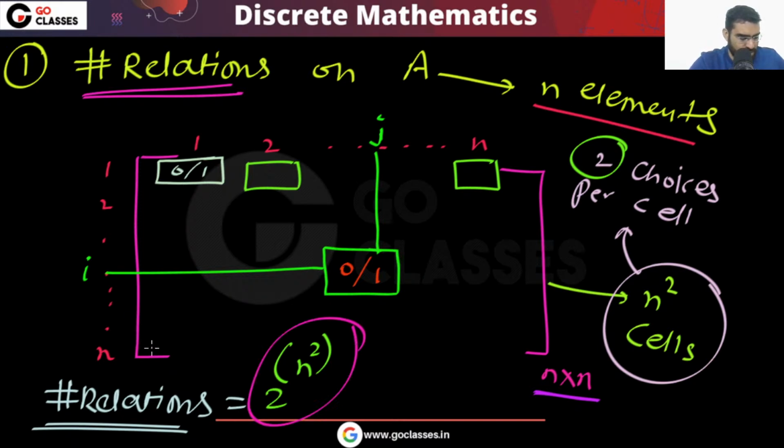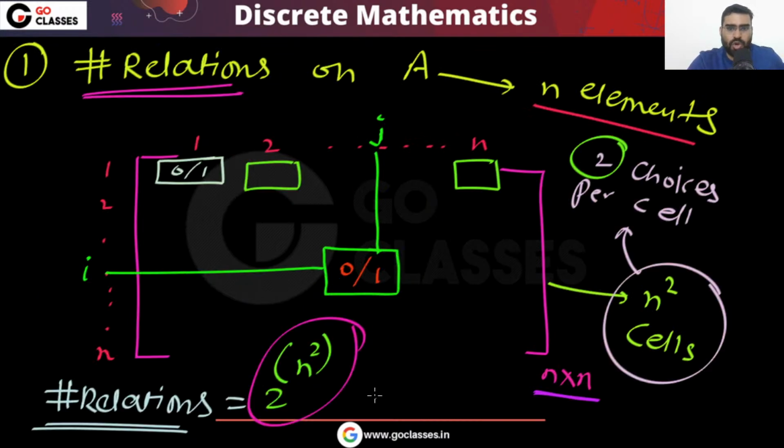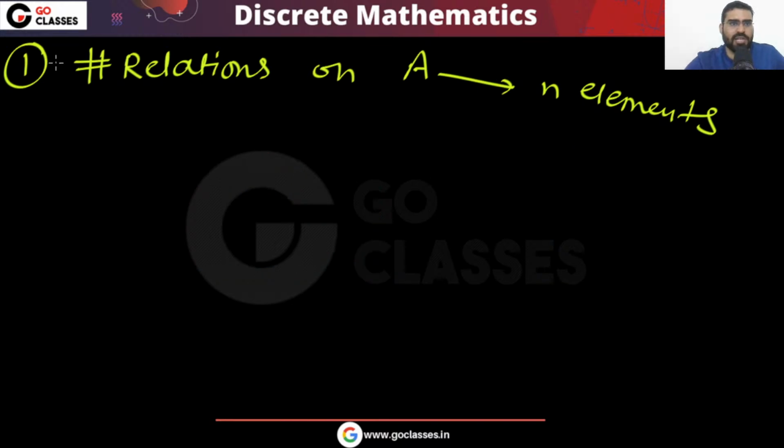So you can see this matrix representation is a very nice way to count the number of relations. So easily you can count. So this first is done. The number of relations you want to count is 2 power n square. Now let's see the second one.